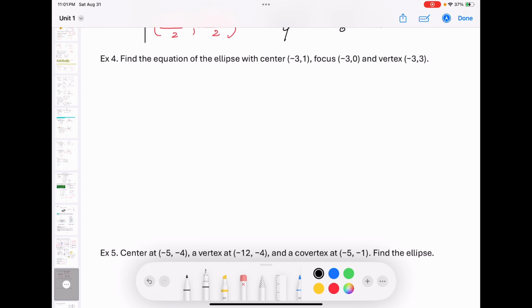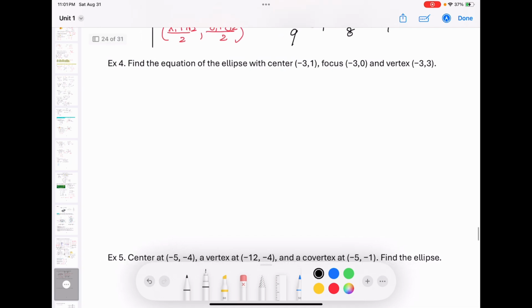Find the equation of the ellipse with the center (-3, 1), focus (-3, 0), and the vertex (-3, -3). Okay, so let's graph it first.